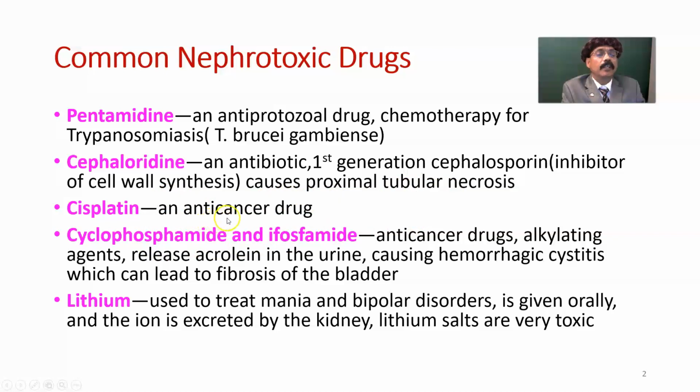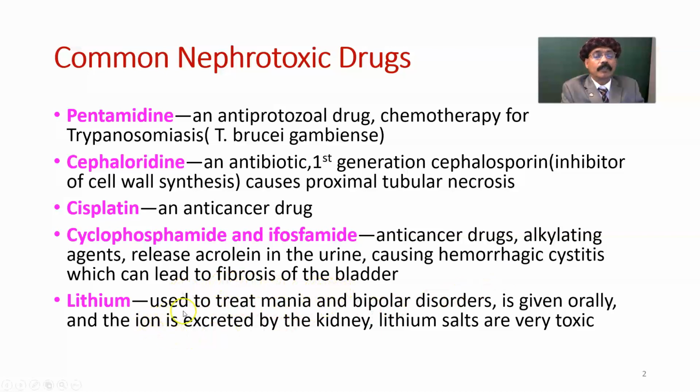Cisplatin is an anti-cancer drug that is also nephrotoxic. Cyclophosphamide and ifosfamide. These are anti-cancer drugs. Alkylating agents release acrolein in the urine, causing hemorrhagic cystitis. This is inflammation of the urinary bladder, which can lead to fibrosis of the bladder.